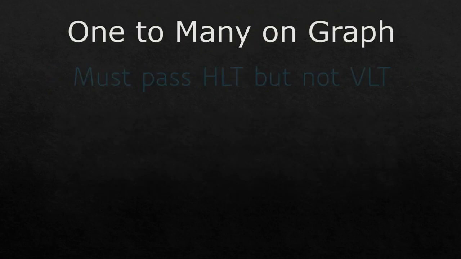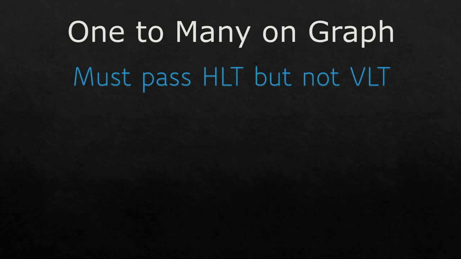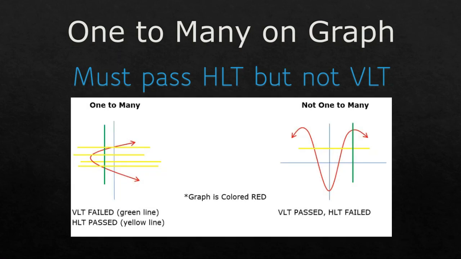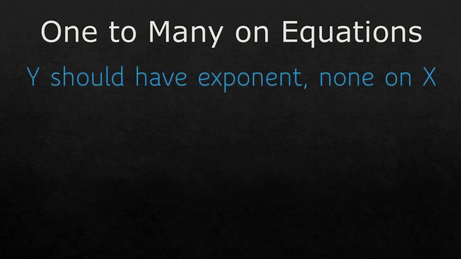For graph, malalaman nating one-to-many siya kapag ito ay pumasa sa HLT o horizontal line test at failed naman sa VLT or vertical line test. Pansining mabuti ang mga graph. Ang graph sa kaliwa ay pumasa sa HLT. Kung mapapansin, ang yellow line, kahit saan mo i-drawing, ay isang point lang sa graph ang tatamaan. Samantala, failed naman ito sa VLT dahil kung papansinin ang green lines, tatama ito sa dalawang points sa graph. On equations, makikita ang one-to-many kapag may exponent ang y at wala namang exponent ang x.